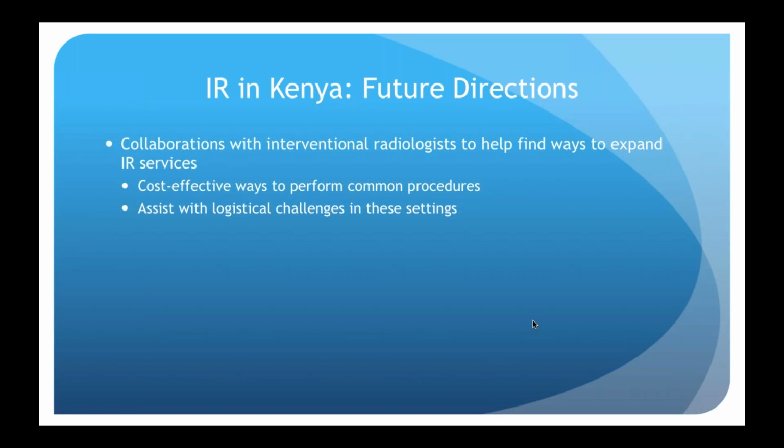So as far as future directions go in Kenya with respect to IR, we want to collaborate with interventional radiologists to find ways to expand IR services. So, cost-effective ways to perform common procedures, like thinking about, for example, if we were doing a urinary embolization, could we use a 5 French glide cath instead of using a microcatheter to perform the embolization and save money that way? And also thinking about how to get around some of the logistical challenges in some of these settings. I think we could be helpful collaborators in that respect.